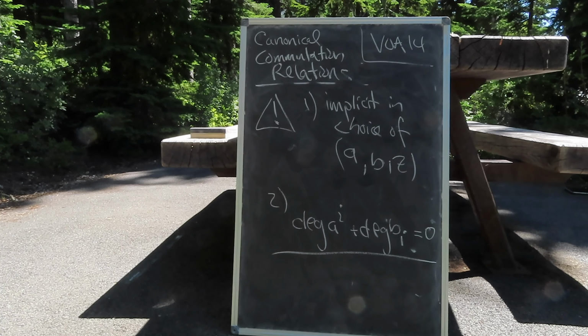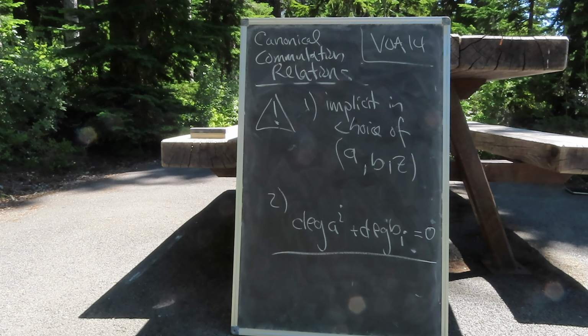Note also that for non-vanishing pairs, A_i and B_i, the graded structure of H suggests that the degree of A_i plus the degree of B_i must vanish.